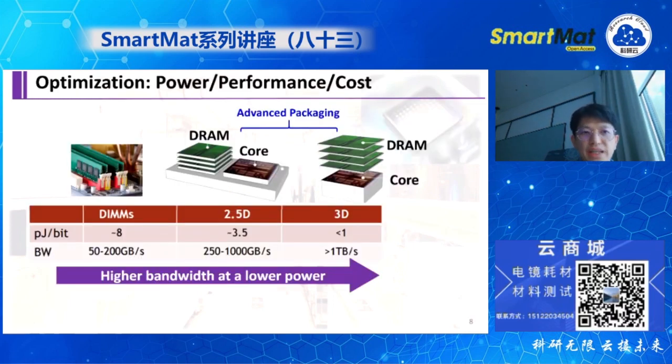Okay, so the second trend we observed is optimization. I'm taking this graph as an example. People normally need to consider power, performance, and cost in addition to the scaling of silicon chips. This case is probably for the older generation, people like me. You still remember that in your computer we have the DRAM memory, which is very far away from the CPU. This is called DIMM technology.